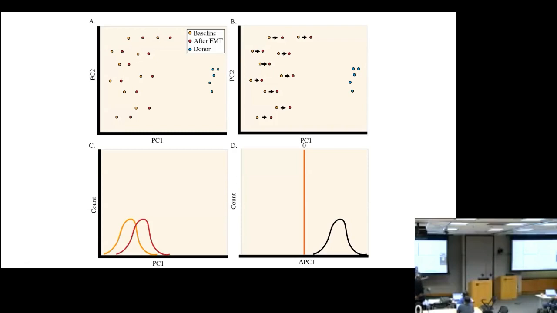But if we think about it as the change over time from our baseline to our after-FMT sample, we start to see a pattern emerge, right? All of these points are shifting towards the donor. And when you look at that distribution as change over time, you see that it's not null. This is all just simulated data, so it's not real, but it proves the point that we just need to use the right longitudinal tools to look at this study. And if we don't, we kind of get ourselves in a bind.